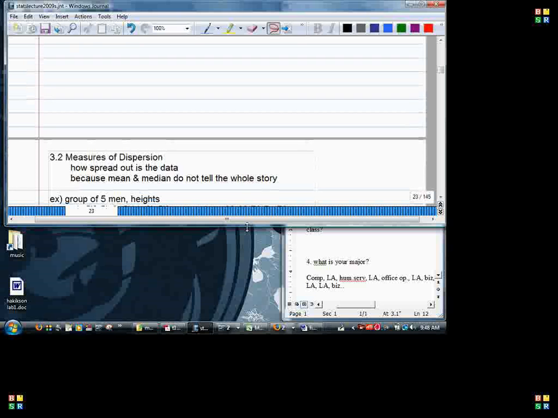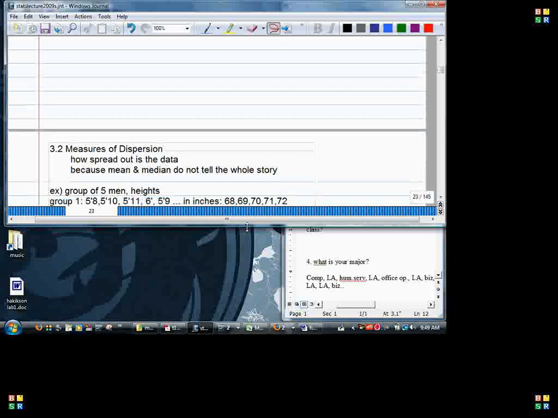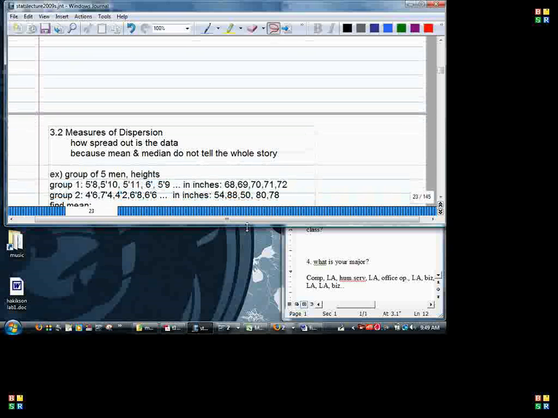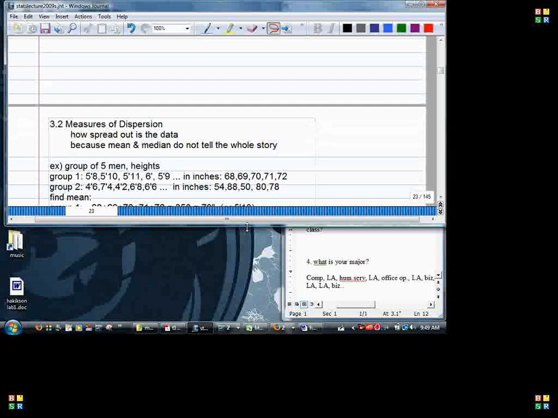So let's say we take a group of 5 men and get their heights. In my first group, I have guys who are 5'8", 5'10", 5'11", 6 foot, and 5'9". Now it's going to be hard to do calculations with that, so I'm just going to convert it to inches. In inches, that would be 68, 69, 70, 71, 72. Now I've got another group of 5 men. Their heights are 4'6", 7'4", 4'2", 6'8", 6'6". So in inches, that's 54, 88, 50, 80, and 78.